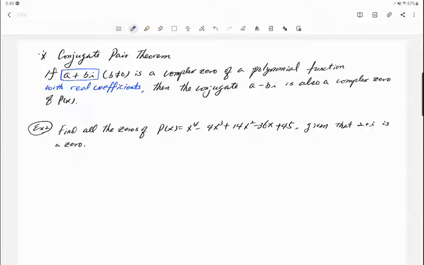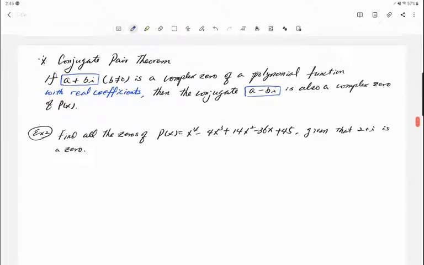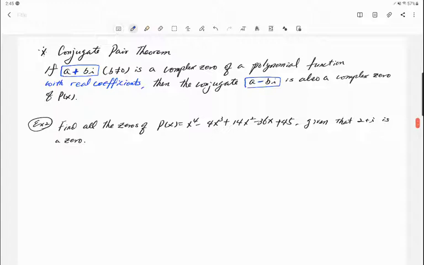then the conjugate, a minus bi, the imaginary part is plus in one and the conjugate has the opposite sign, minus. Then the conjugate is also a complex zero of the polynomial function. Really simple, right? So if one complex solution is given, then the conjugate of the solution is also a zero of the function.